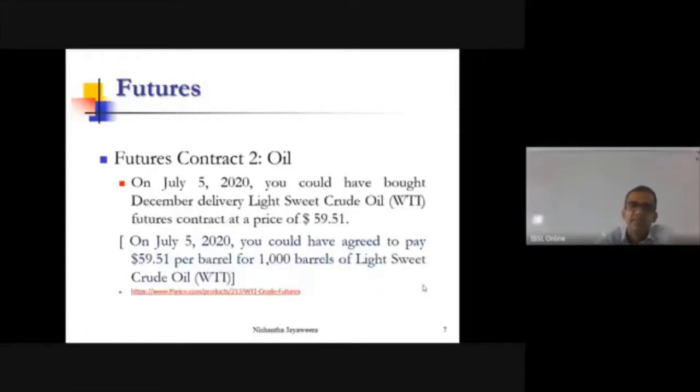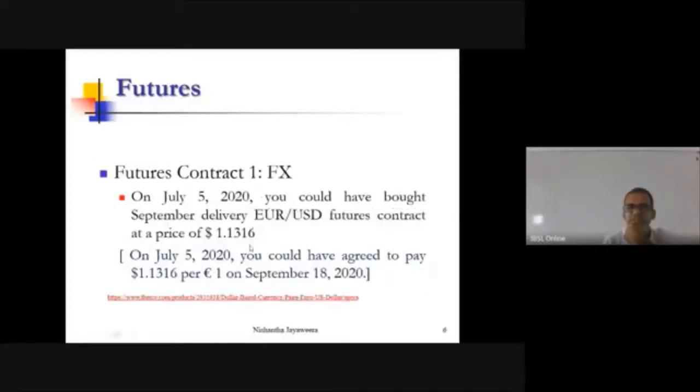The second example gives you oil. Again, on 5th July, you could have bought December delivery light sweet crude oil futures contract at a price of 59.51. So even in the previous example, price is given per 1 euro. But when it comes to one contract, it is specified what is the size of a contract.